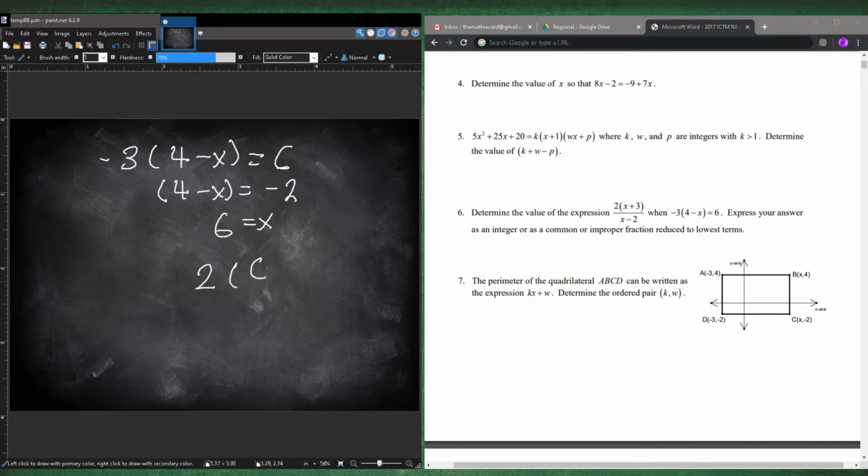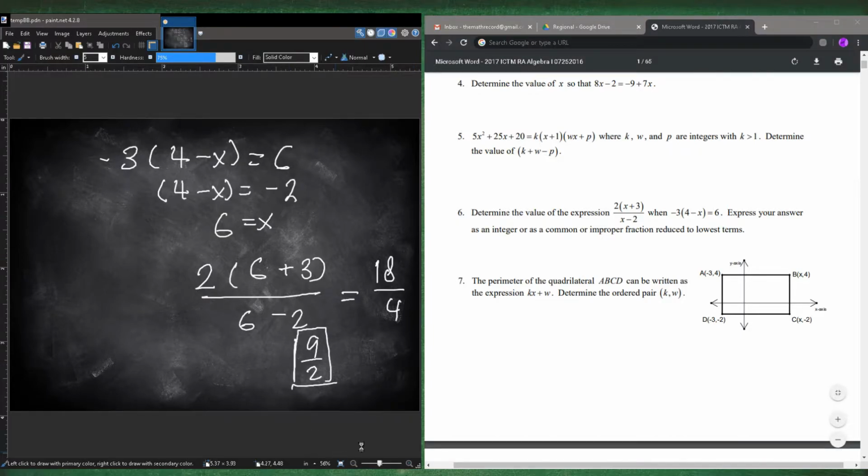So 2(6 + 3) divided by 6 minus 2. So that's 9, and that's 18. And then this is 4. So simplifying that, that's 9 over 2. And that's your answer. So the answer for number 6 is 9 over 2. Okay.